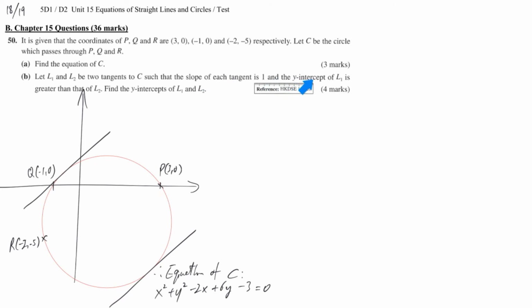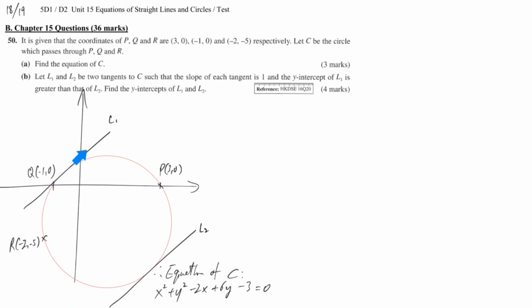What they say is the y-intercept of L1, that means this point, is greater than that of L2. So they tell you that the upper one is called line 1. The lower one is called L2, because this line has the greater y-intercept. We are going to find the y-intercept. That means we are going to find out this position and also another y-intercept here.